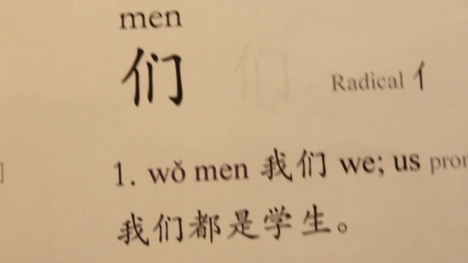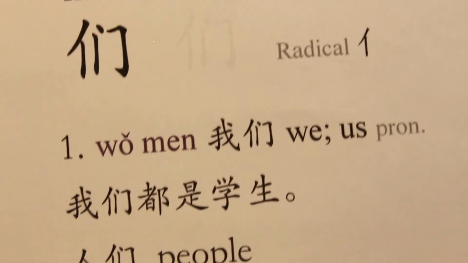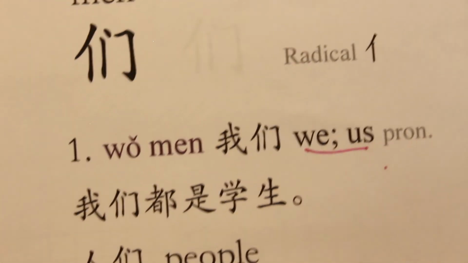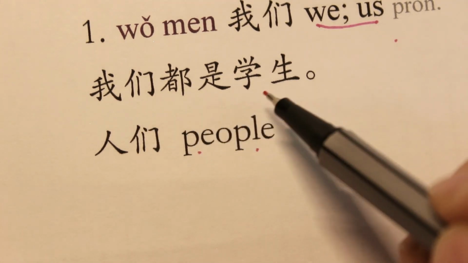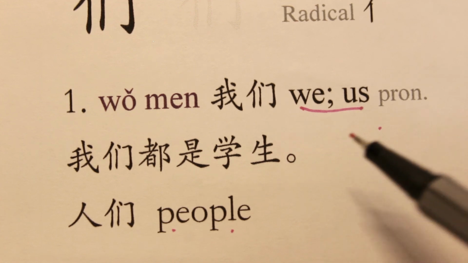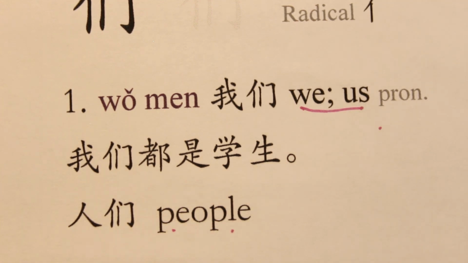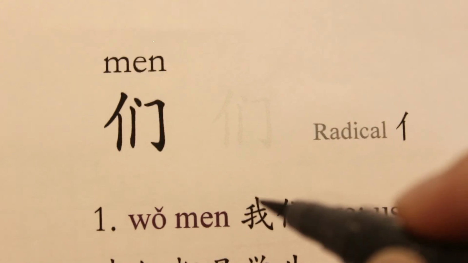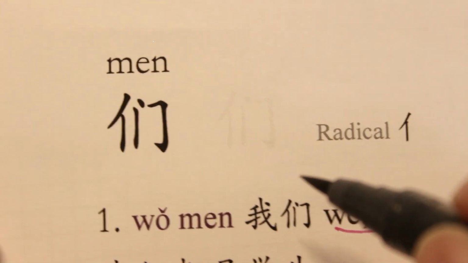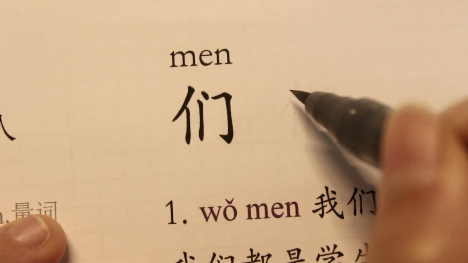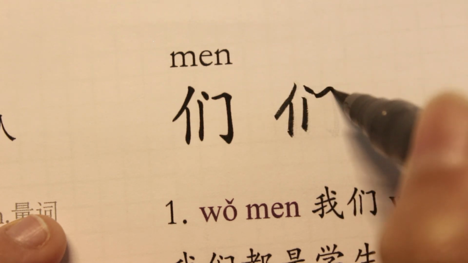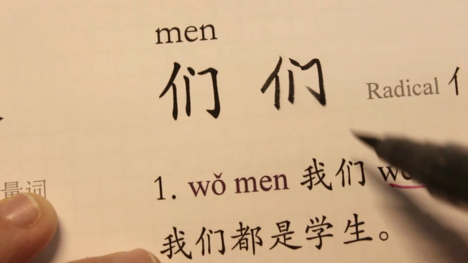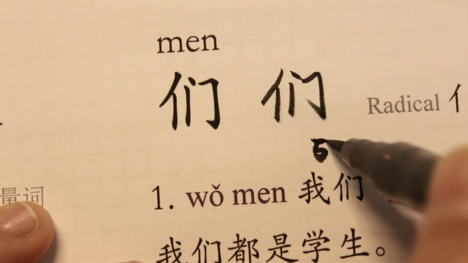And the last one, 们. Let's look at this, right? 我们 means we or us, and 人们 means people. 我们都是学生, we are all students. We have learned this sentence already. So let's write our last character together. 们. 1 2 3 4 5. So it just has 5 strokes.